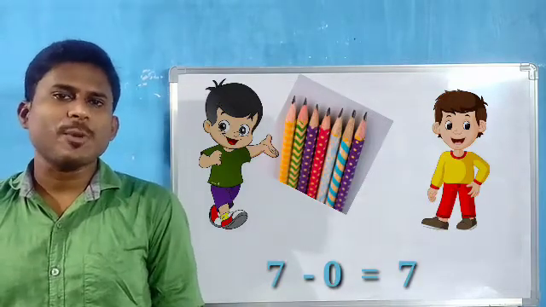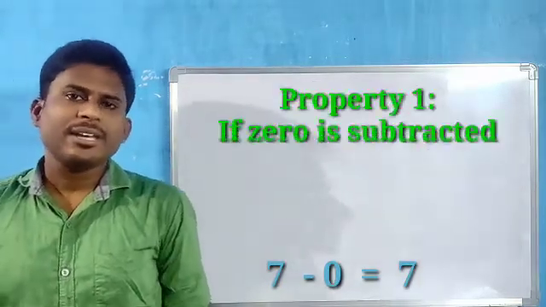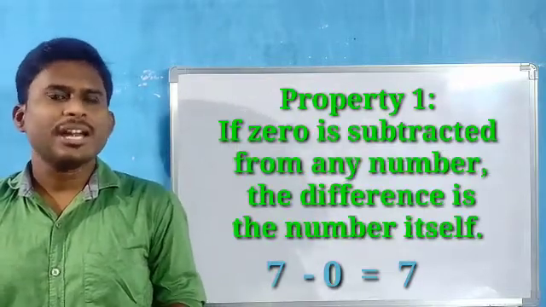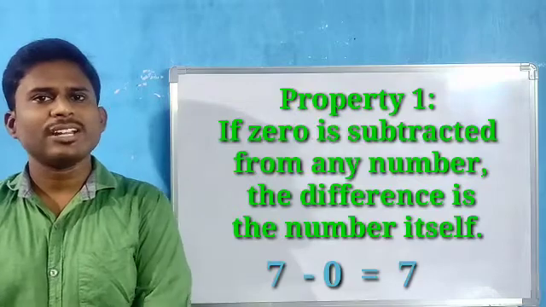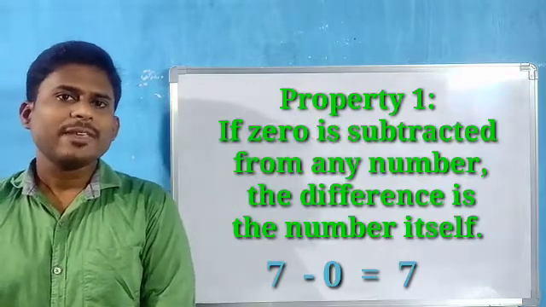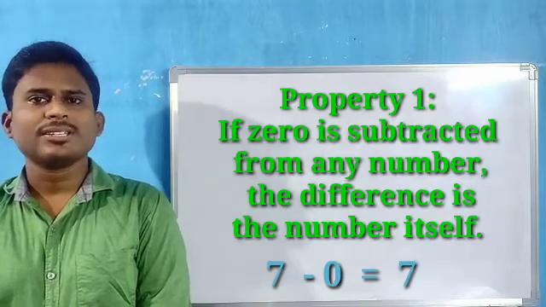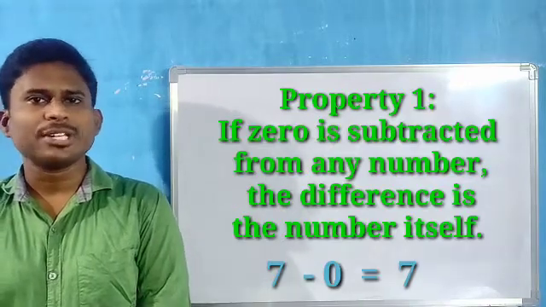This is your first property of subtraction. If 0 is subtracted from any number, the difference will be the number itself, children. See here, 7 minus 0 gave us 7. So when we subtract 0 from a number, we get the number itself as the difference, children. That is your property 1.